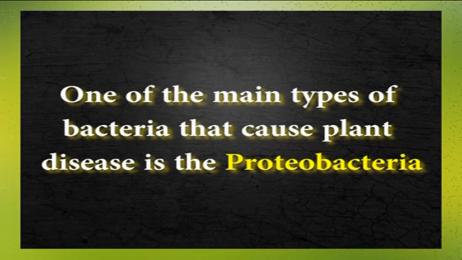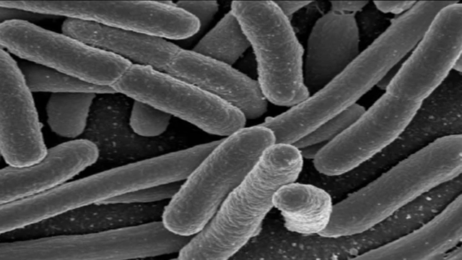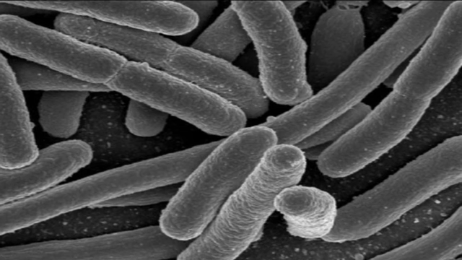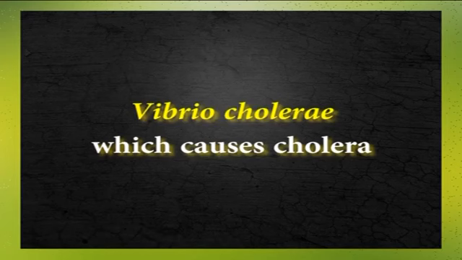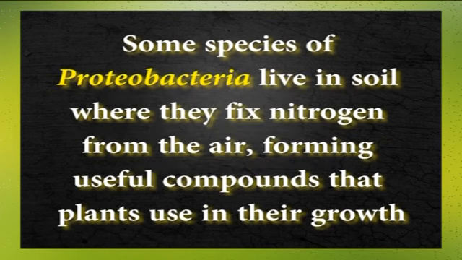The first aspect, types of bacteria that infect plants. One of the main types of bacteria that cause plant disease is the proteobacteria. These large groups of bacterial species include bacteria that cause disease in humans such as Vibrio cholerae, which causes cholera, and Helicobacter pylori, which is associated with stomach ulcers. Some species of proteobacteria live in soil where they fix nitrogen from the air, forming useful compounds that plants use in their growth.